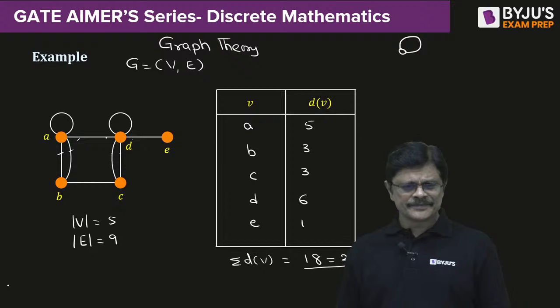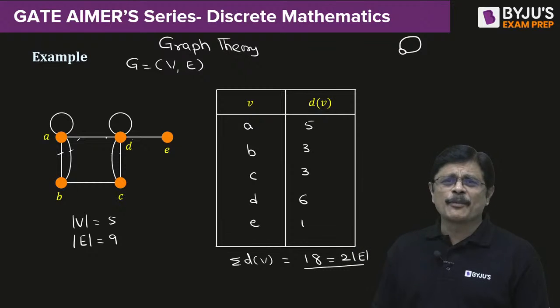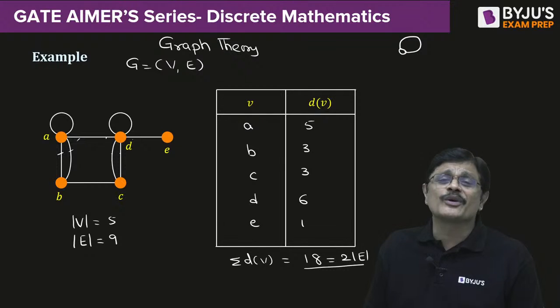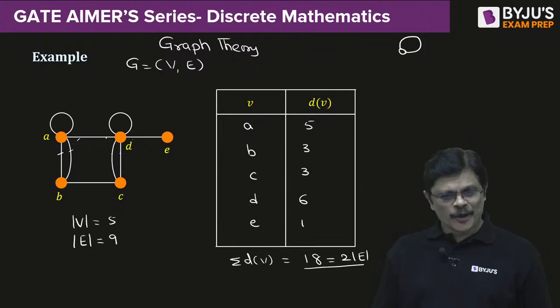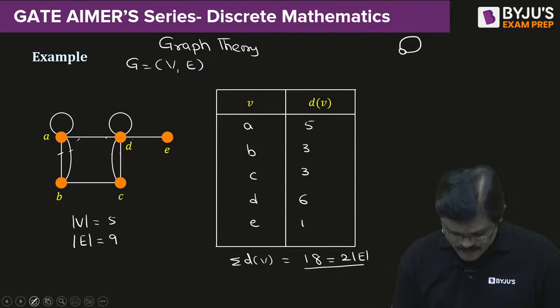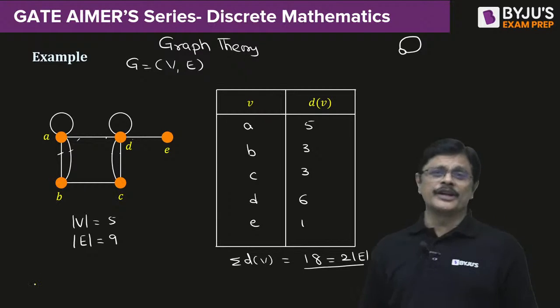So this is about the sum of degrees being twice the number of edges, my dear friends. Hope you understand. And that is one of the important points. There is one more interesting point we can note down here.